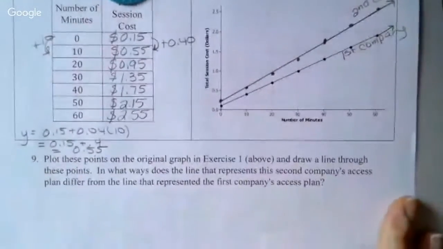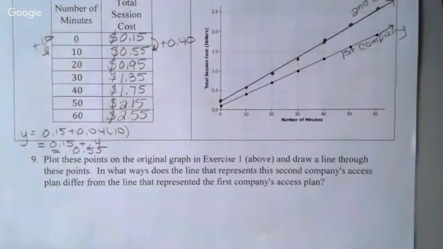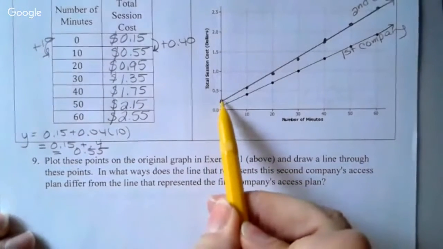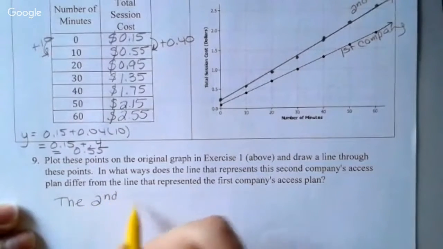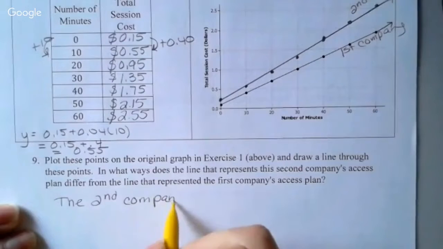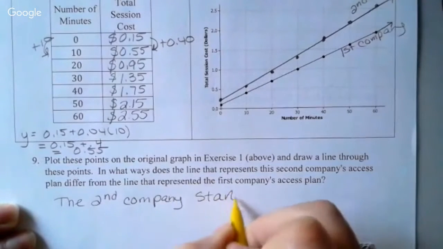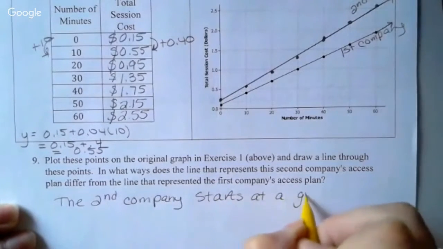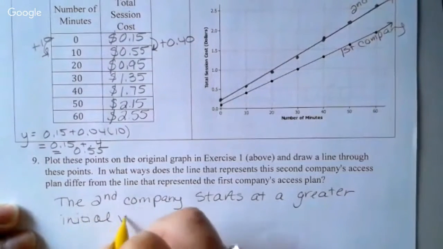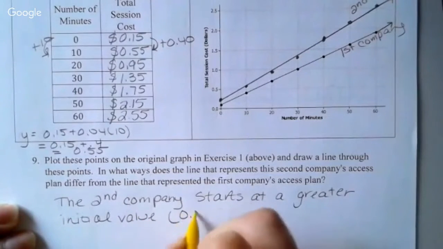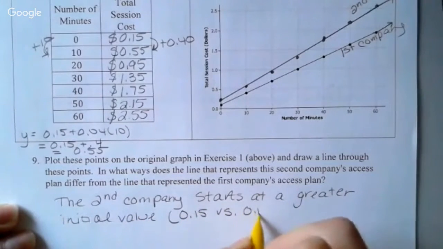So the next part says, in what ways does the line that represents the second company's access plan differ from the line that represented the first company's access plan? Okay, so let's look at this first. This one started at 10 cents. This one starts at 15. So the second company starts at a greater initial value. So we're looking at the 15 cents versus 10 cents.